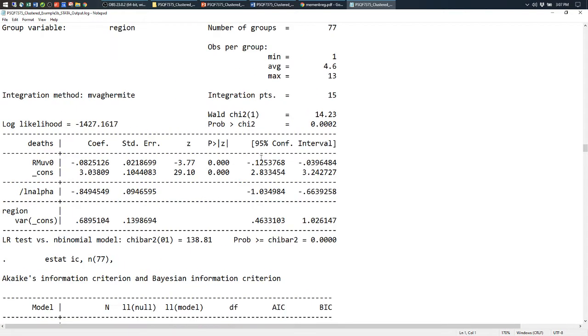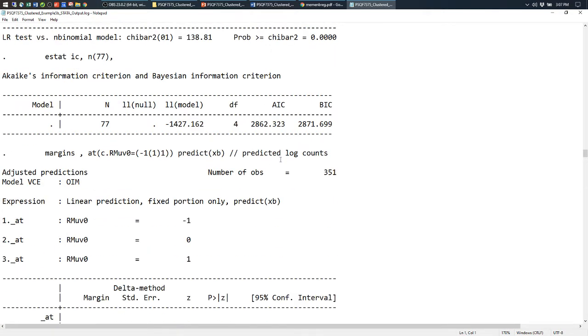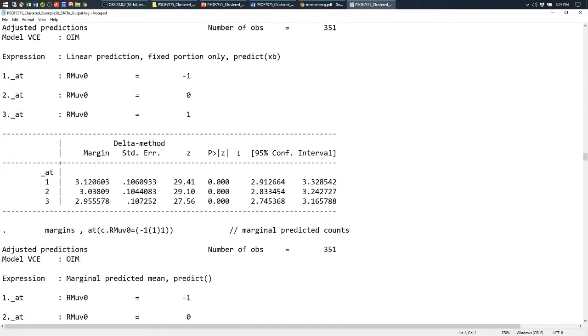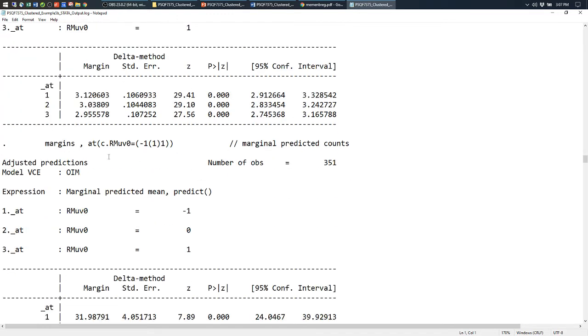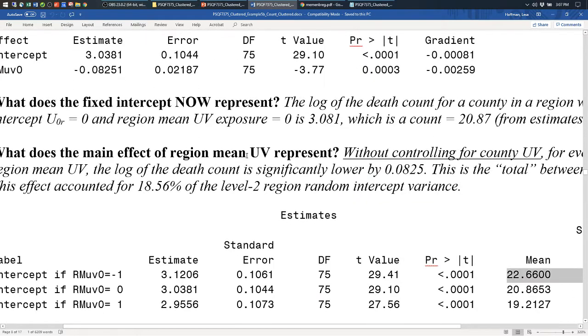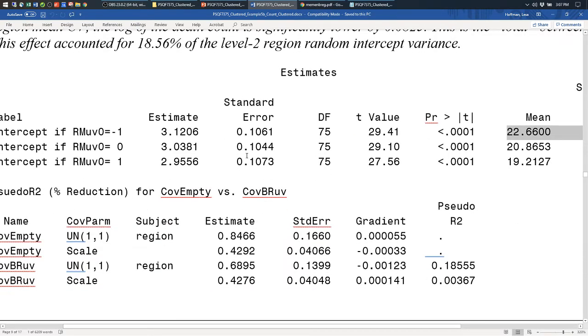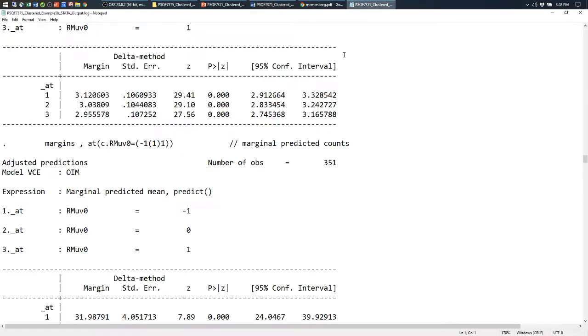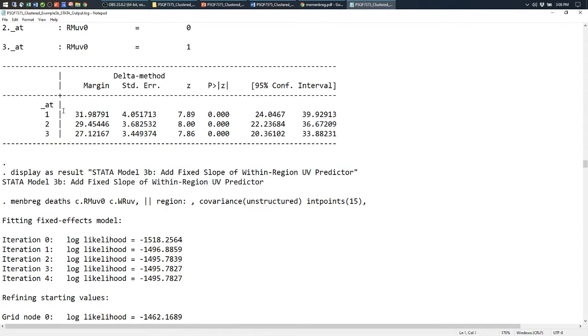There we are. So margins for the predicted log counts. The first table here gives me 3.12, 3.03, and 2.95. That's for pred XB. That is the same thing that SAS gives me right here. So it's giving me that part. But whereas SAS gives me the corresponding real counts that go with those numbers, 22, 20, 19, what Stata gives me next are 31, 29, and 27.